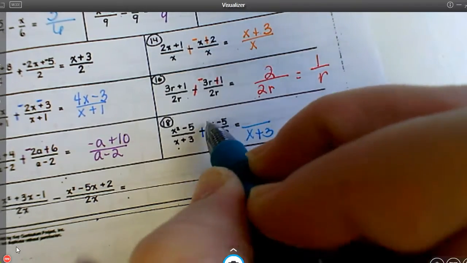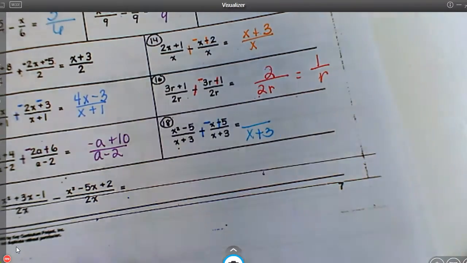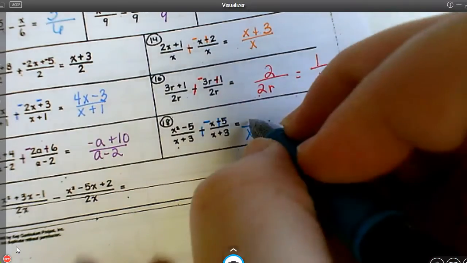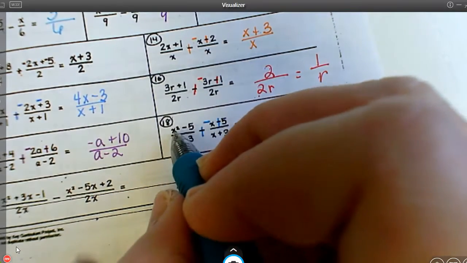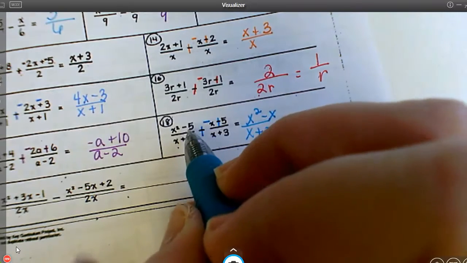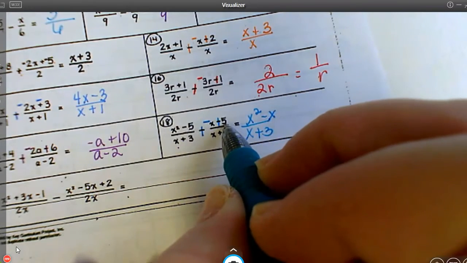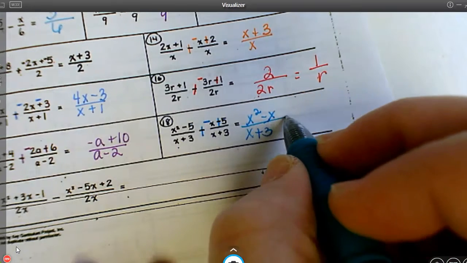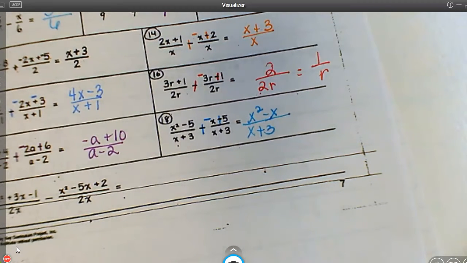That's a plus, negative, and then plus. So there's no x squareds to combine with anything, so x squared comes first. This is the only x, so that'll just come next. And then we have negative 5 plus 5, which is just 0, so there's no numbers. So just x squared minus x over x plus 3.